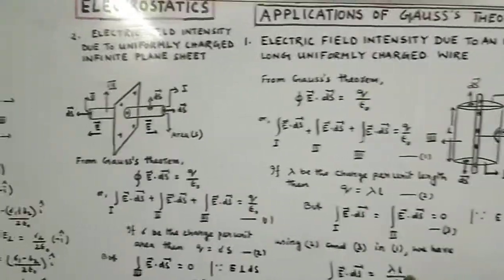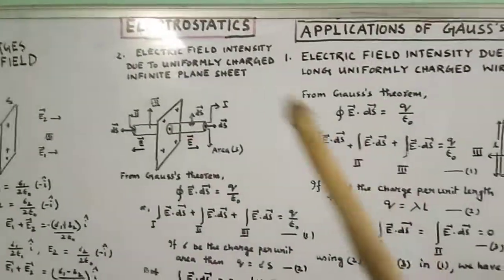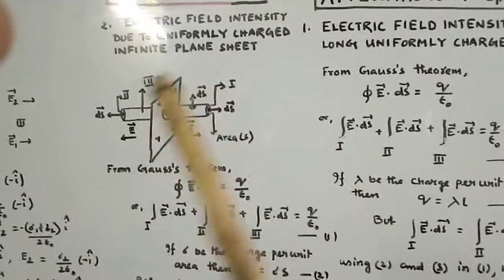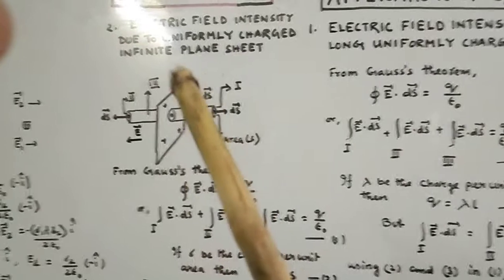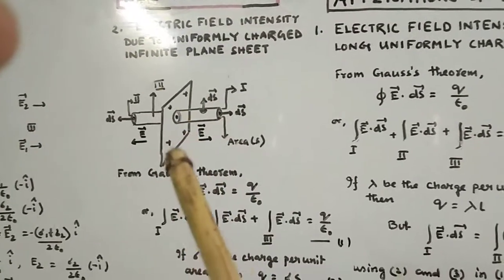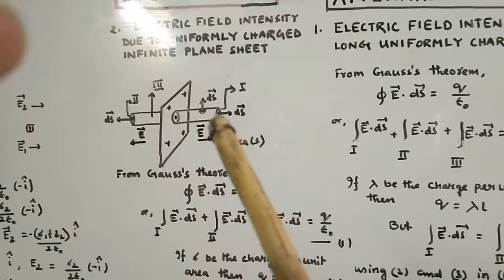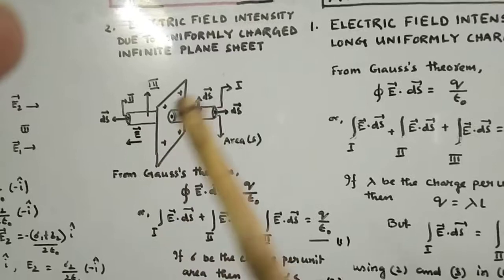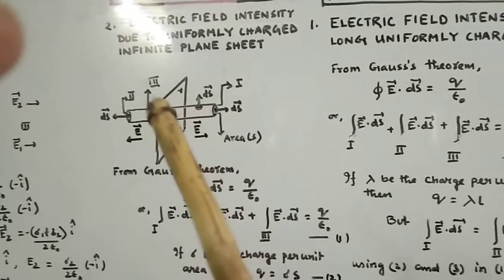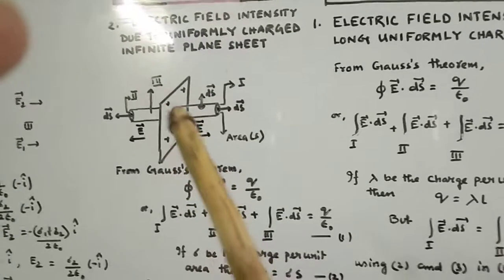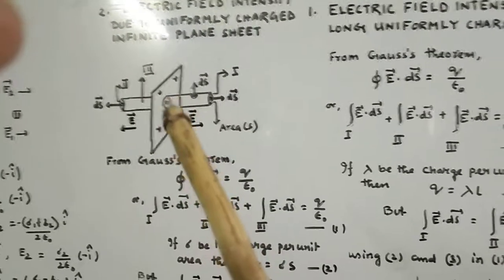Now let us go for another one, electric field intensity due to a uniformly charged infinite plane sheet. So this is your plane sheet, and the charge available is positive charge. Now what we have to do, we have to define the field intensity at this point as well as at this point. So we have to extract a small portion from this infinitely uniformly charged plane sheet. So this is the small portion we have extracted.